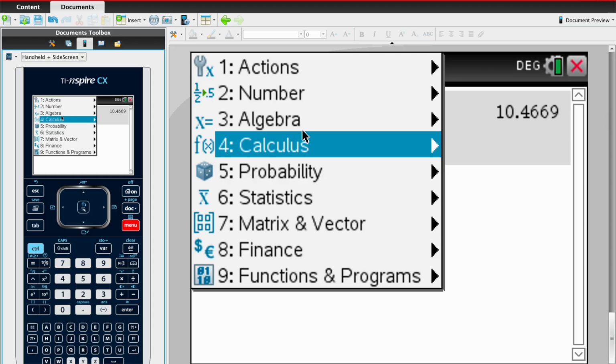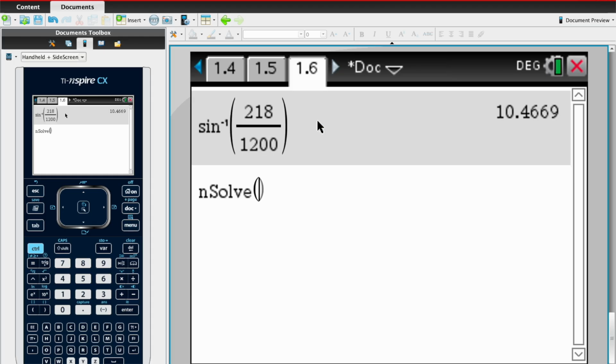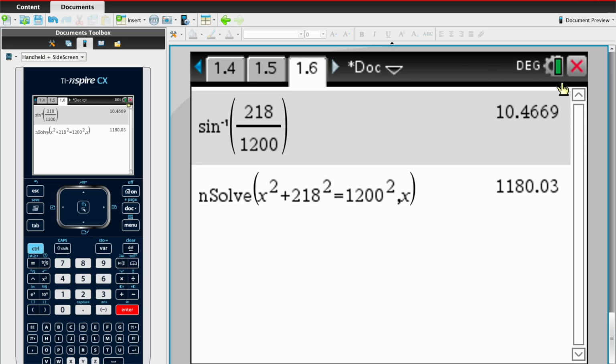So menu, algebra, numerical solve, and then what do we have? We have a squared, or in this case x squared, plus 218 squared equals 1200 squared. And we're asking the calculator to solve for this distance x. And here we have a length of 1180.03. So this is measured in meters, I think it is. So let's go back to the document and write this out.